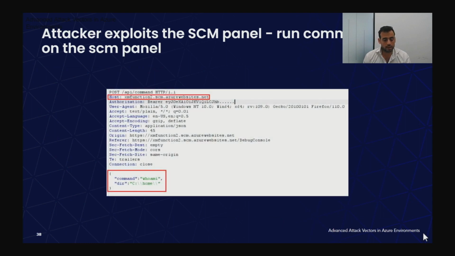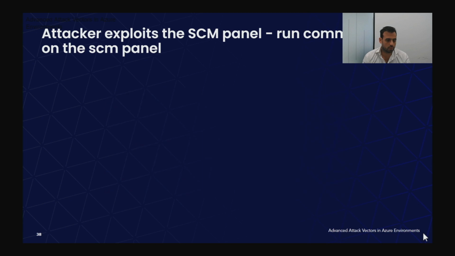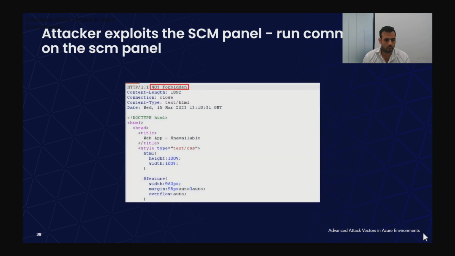So the attacker doesn't wait and tries to directly access the API and execute commands over the SCM, since he has the correct permissions to generate a JSON Web Token. But unfortunately, the attacker cannot access it, saying the web app is unavailable.